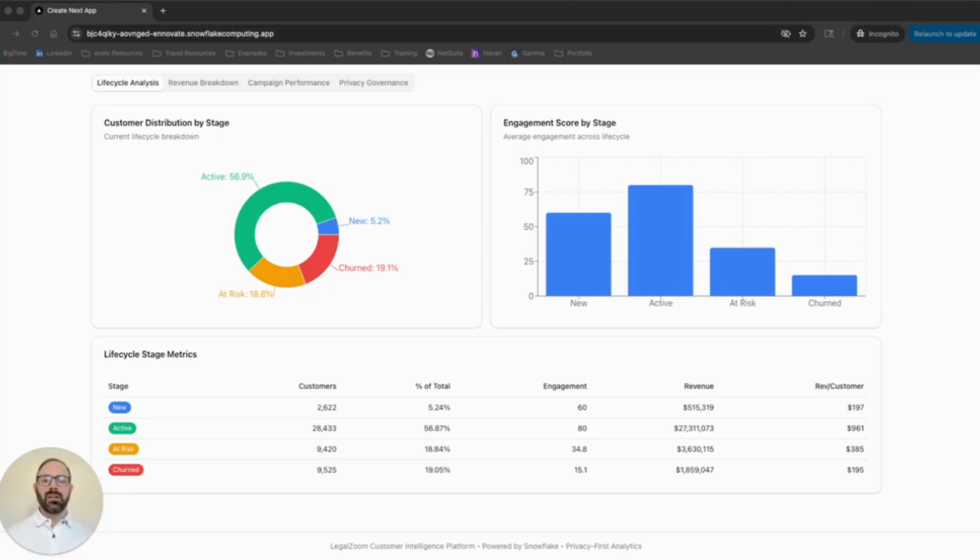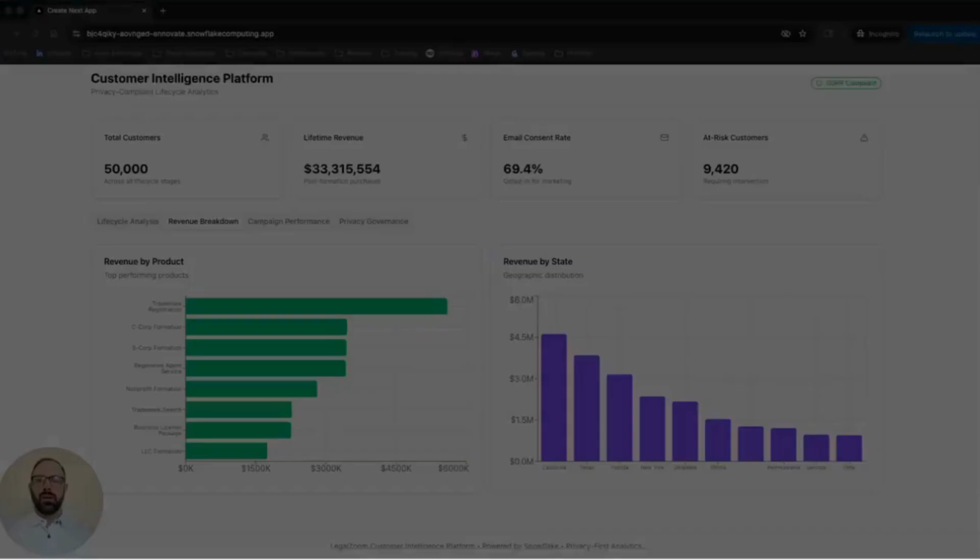And below that, the lifecycle metrics table ties everything together by showing customer counts, engagement levels, and revenue contribution for each stage, helping teams understand which segments are driving the most value.